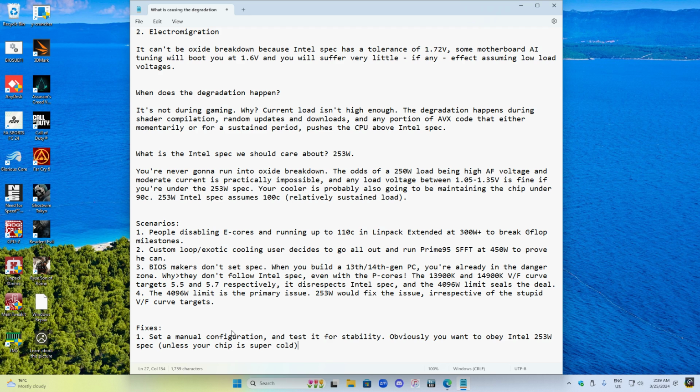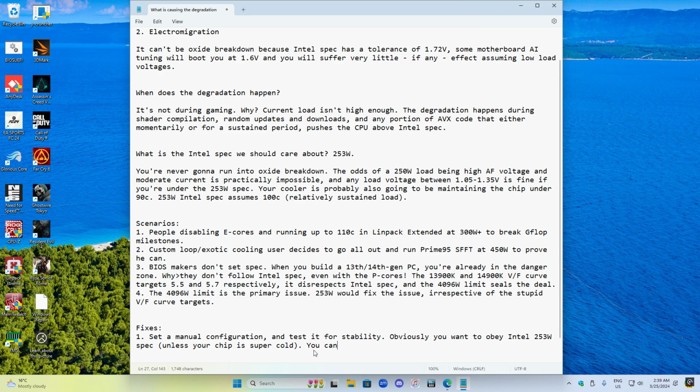What I mean by that is, if you have a really good cooling setup, and you can, for example, maintain 253 watts at like 65 degrees, then you can probably maintain 300 watts at like 85 degrees, maybe. Maybe 80 degrees. If you can maintain 300 watts under 80 degrees, you probably are fine.